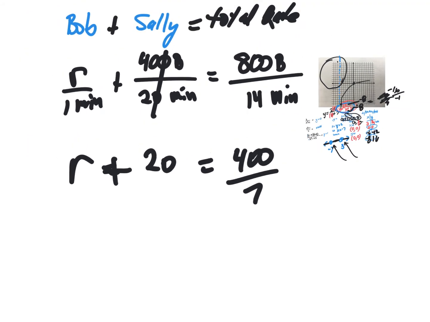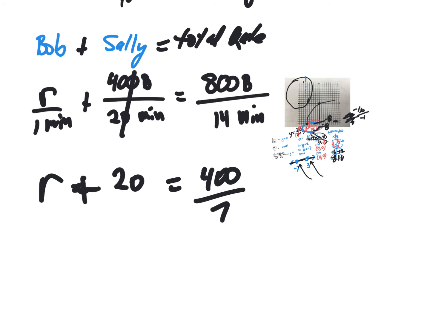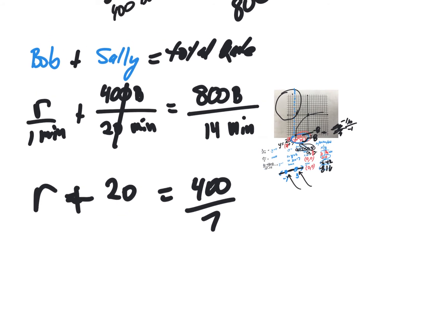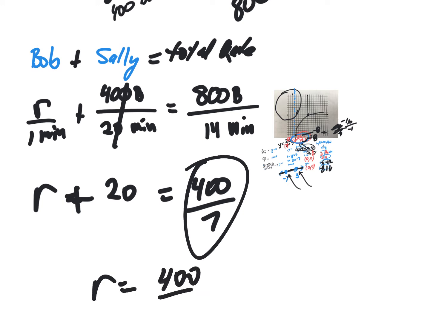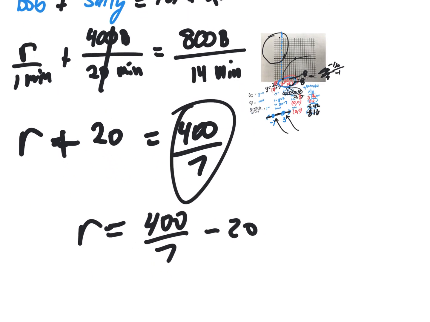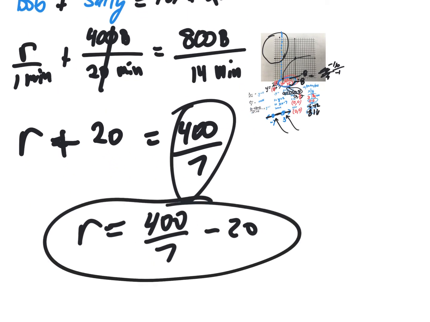Question? Why do you, oh, I see, you divide them both by 2. Yep, just cut them both in half. All right. So this is just a fractional number of blueberries, but the rate for Bob is 400 over 7 minus 20. And when you have a really gross answer on the test, you'll be able to write it like that because you won't have a calculator.